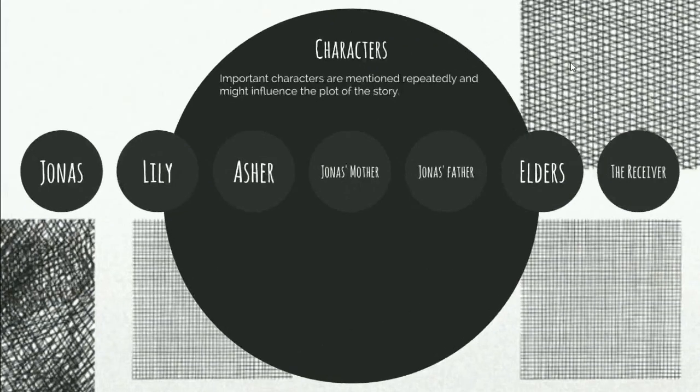Now, let's talk about the characters of Chapter 1. These 7 characters are important. We know they're important because they are mentioned repeatedly and might influence the plot of the story. Jonas is a boy in the story. He's the main character. We will learn about this world as Jonas is learning about the world. We will follow the actions he takes.